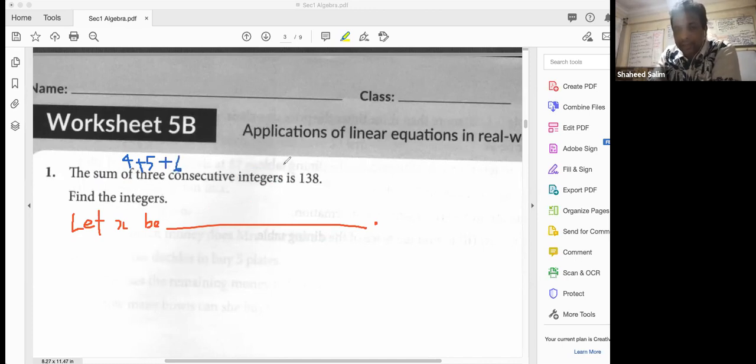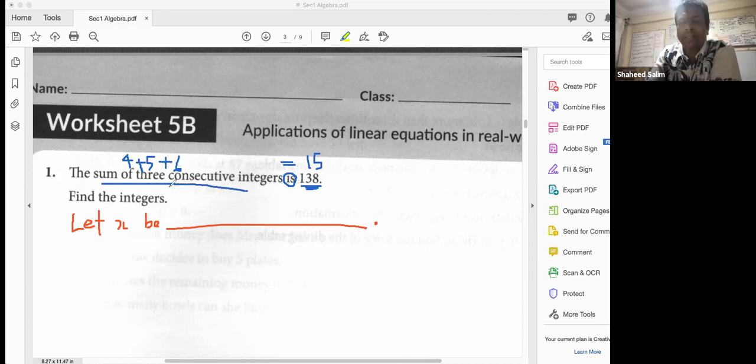Now, the word "is" down here refers to an equal sign. Then they give you a number, this 138 here, but let's say 4 plus 5 plus 6 equals 15. Can you see? This statement is actually an equation. You have an equal sign here. You know what the number is on the right. You just need to fill up on your own what this is.